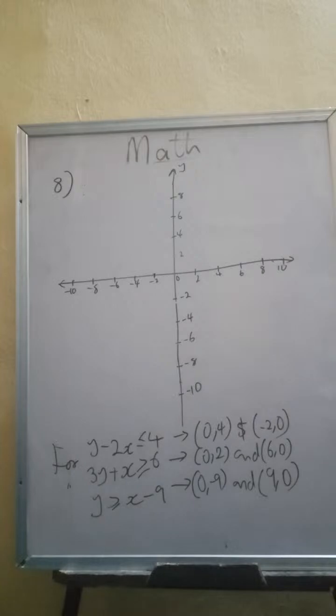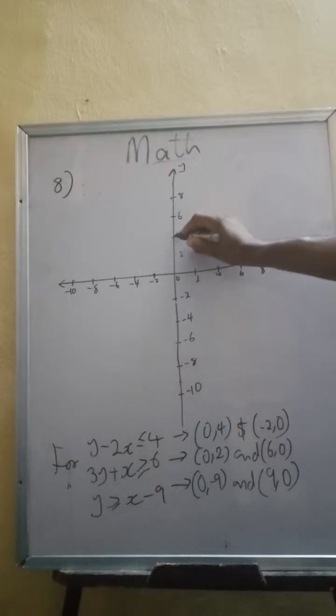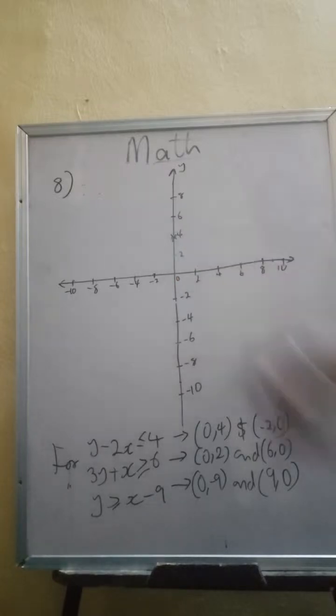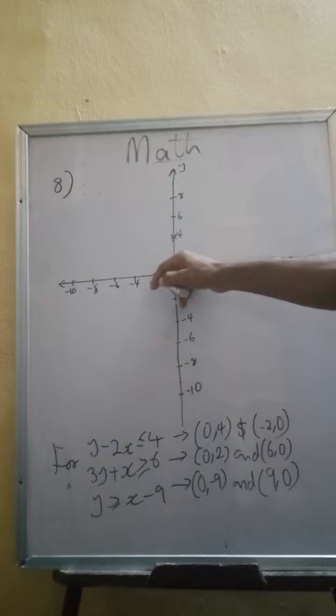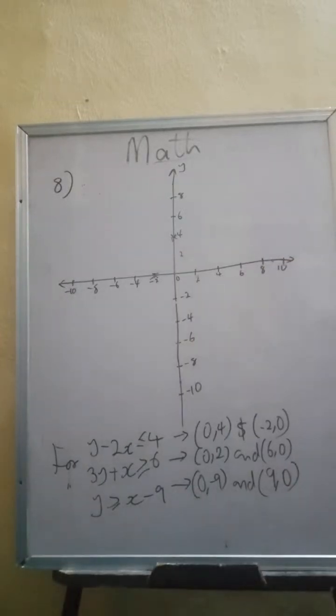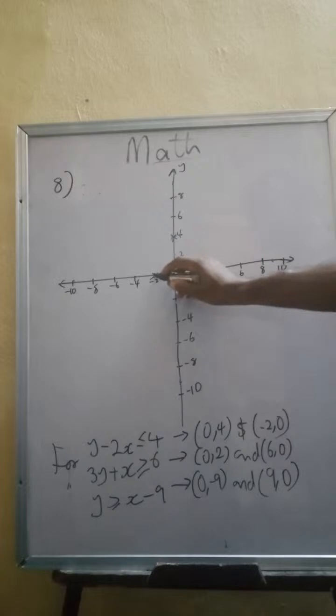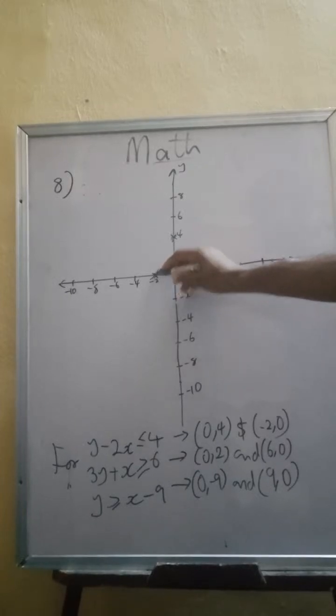So start with the first. When x is 0, y is 4. I'll just come to 4, give a mark. And when x is -2, y is 0. So you have it here. Now you just simply use your ruler and draw a line. I'll be using my freehand. I'll be doing a freehand sketch here.